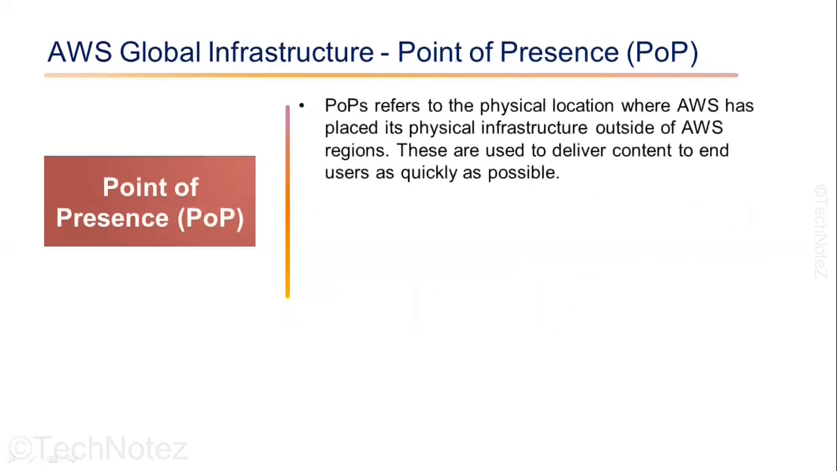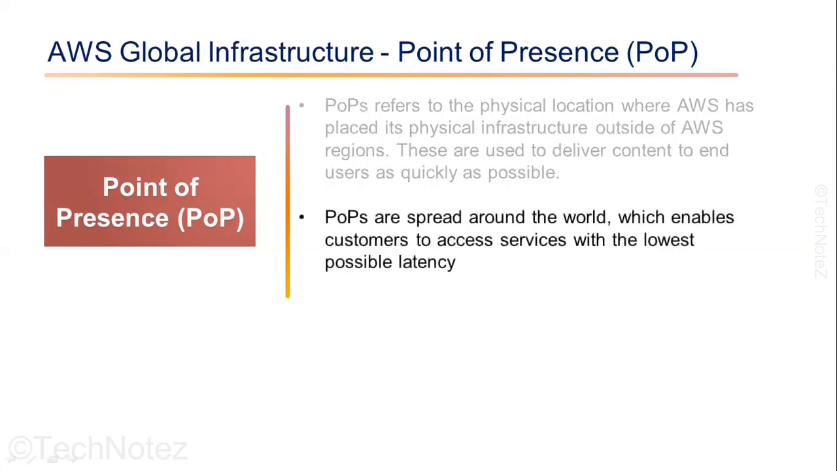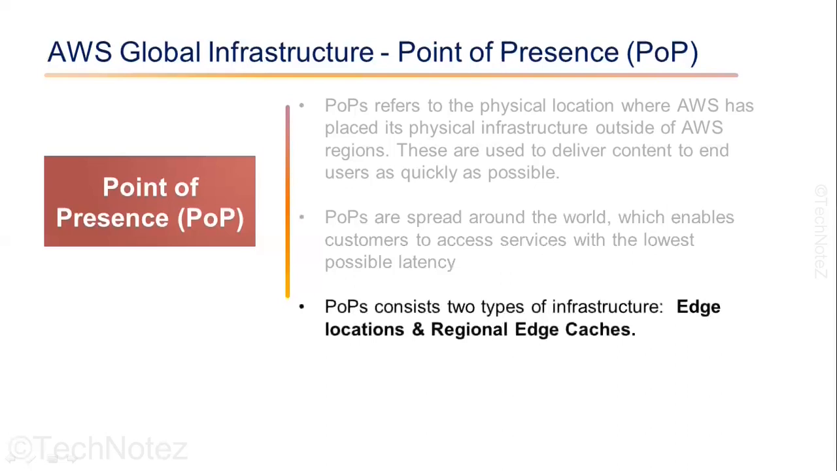AWS point of presence refers to the physical location where AWS has placed its infrastructure outside of AWS regions. The points of presence are connected to the AWS regions with high-speed network to provide access to AWS services. Points of presence are spread around the world, which enable the customer to access the services with the lowest possible latency. You can think of AWS point of presence as a gateway to the cloud. They allow the customers to access services such as Amazon EC2, S3, and RDS from any location with low latency, high throughput, and high availability. Within the overall points of presence, there are two types of infrastructure: edge locations and regional cache.